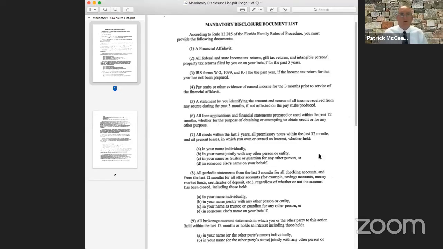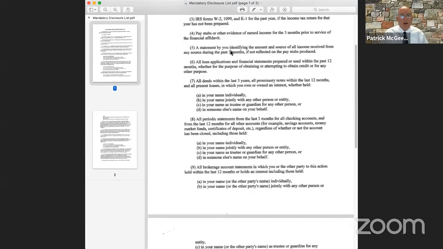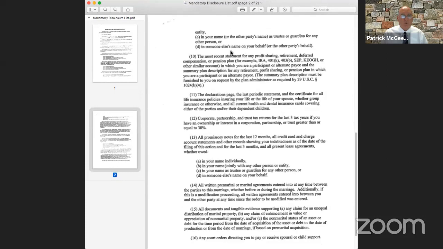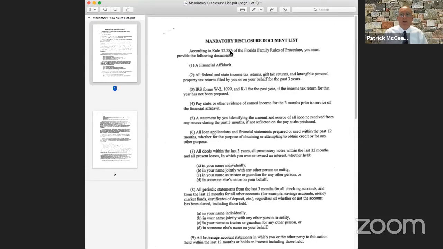And what may make it easier for your financial affidavit when you fill it out, what might make it easier is if you do the mandatory disclosure beforehand, you get those documents together. And this is a list I prepared where I took the rule. It's Florida Family Law Rule 12.285, which is the mandatory disclosure rule for financial disclosures. And these are all the documents that are required for financial disclosure. And you can find these on the court's website. You go back to the court's website in the certificate for compliance of mandatory disclosure.